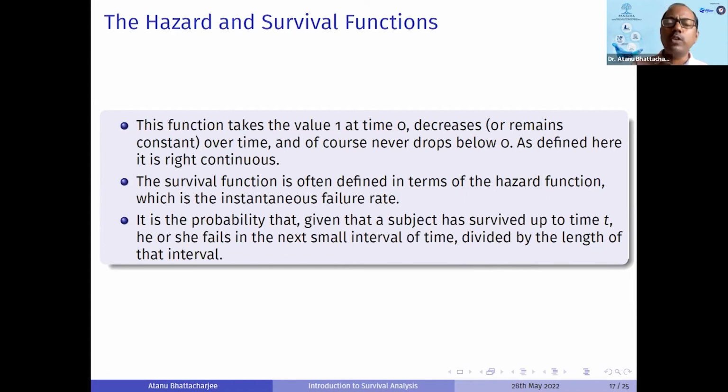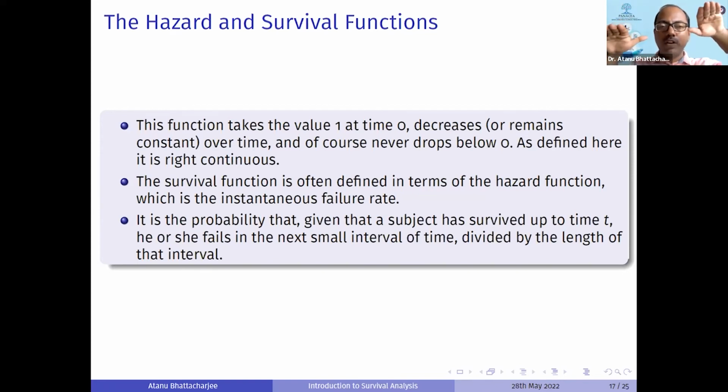The functions take values between 1 and 0. The survival function decreases or remains constant over time, and of course never drops below 0, because survival or hazard cannot be less than 0, and S is defined as right continuous. Once the hazard is 1, that means all of them have died, so survival would be 0. And once the survival is 1, that means all of them are alive, then the hazard would be 0. So that's the relation.